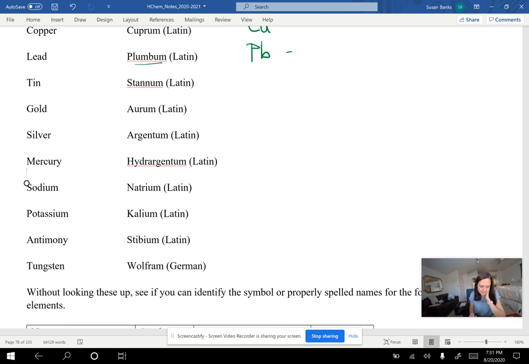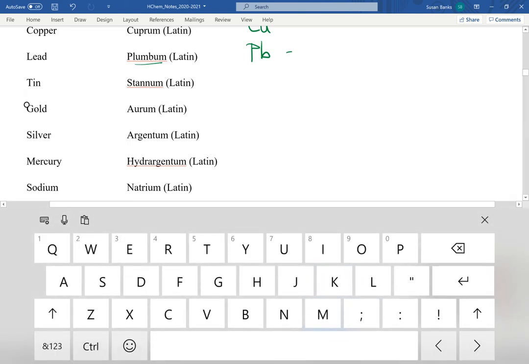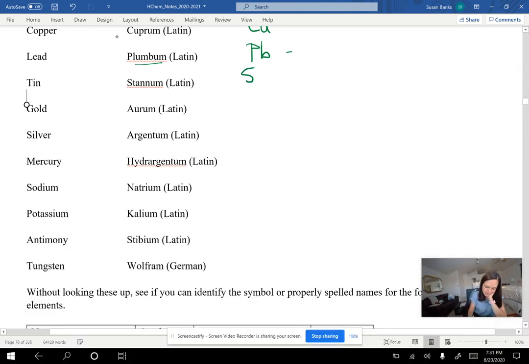Tin, stannum. The Latin for tin is stannum, so the symbol for tin is Sn. Okay, gold, aurum, Au. How many of you guys grew up watching Sleeping Beauty? Remember they called her Aurora? Aurora is another name for dawn because of the golden sunlight that happens in the morning when the sun first comes up. So aurum is gold.